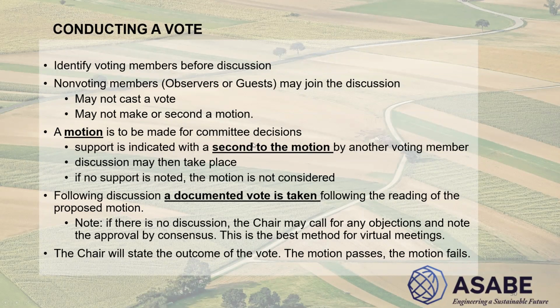A motion, again, needs to be made. You need to have a second to the motion. Discussion then takes place. If there's no support or second, then the motion is not considered. If there is, following the discussion, the vote is taken. And again, make sure you actually take that vote. Then the chair states the outcome of the vote, all being recorded in your minutes.